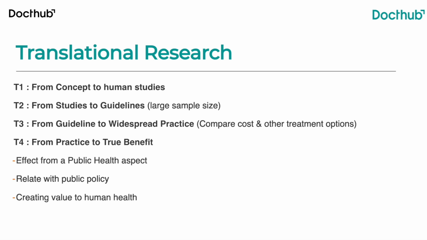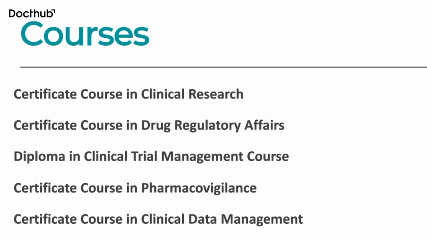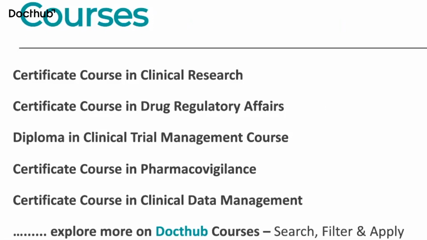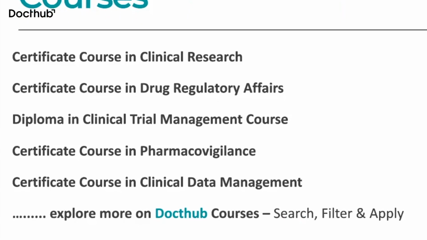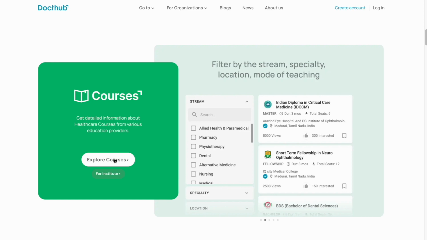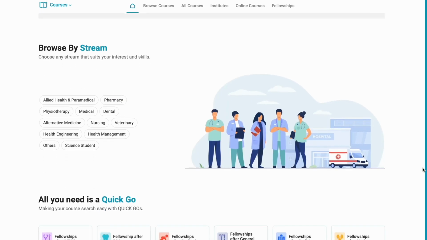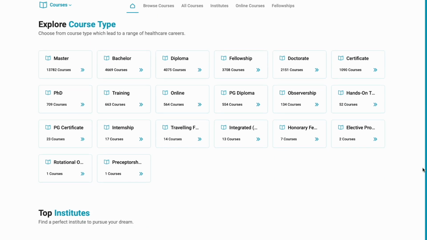Now, in that area, as a student, you can do certificate courses, like a certificate course in clinical research, a certificate course in drug regulatory affairs, a diploma in clinical trial management, and a certificate course in pharmacovigilance. These are courses you can do after BPharm. Another is a certificate course in clinical data management. These are a few examples. You can explore more on Docthub courses. Simply search, filter, and apply to multiple organizations which are offering such courses.